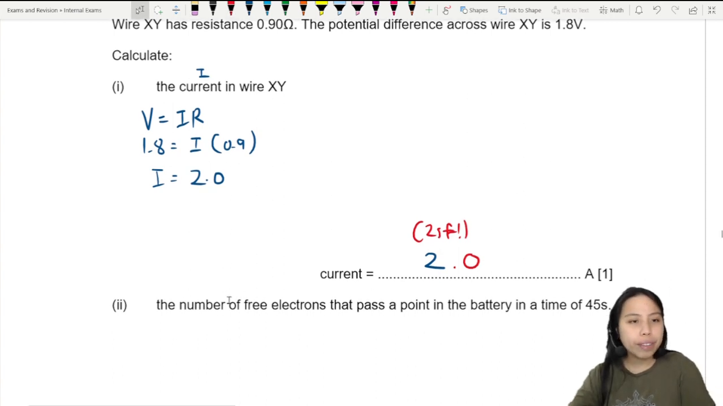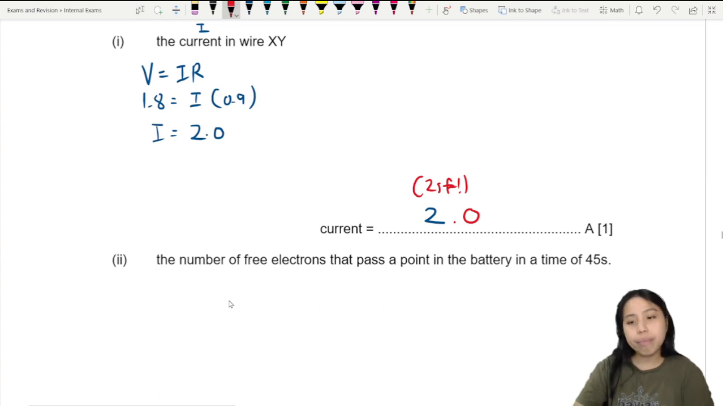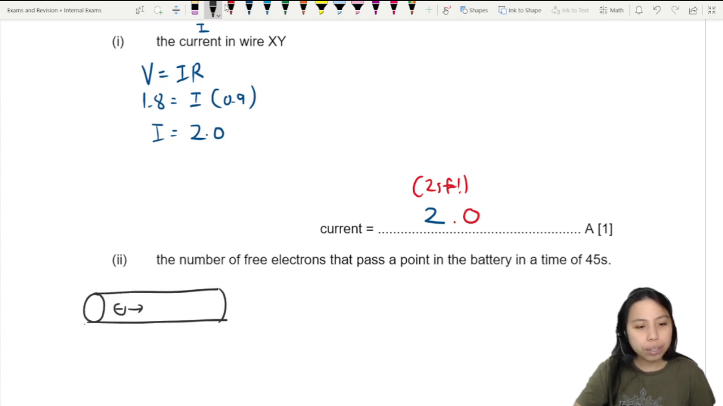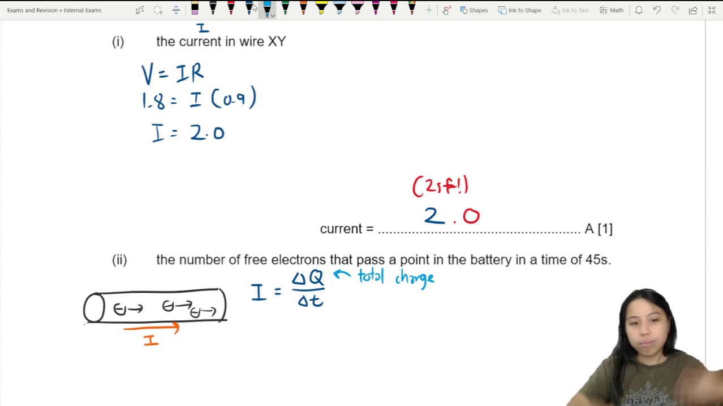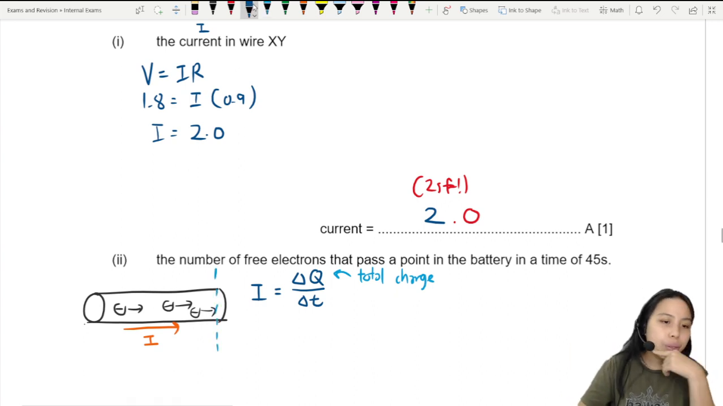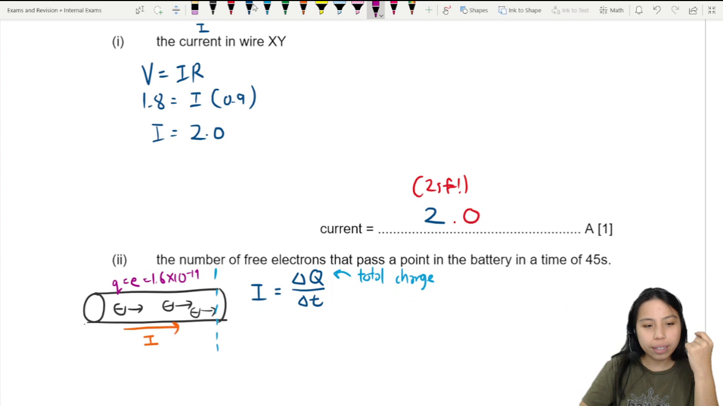With this current, what's the number of free electrons that pass a point in the battery in a time of 45 seconds? You need to remember that in a wire, you have all these electrons that are traveling. That's how we measure current. So this is electric current, and we need to know the definition of what current is. Current is how much charge flows in a certain time interval. So this refers to the total charge that passes by a certain point. Each electron has a charge of e, a constant, which is 1.6 times 10 to the negative 19 coulomb.